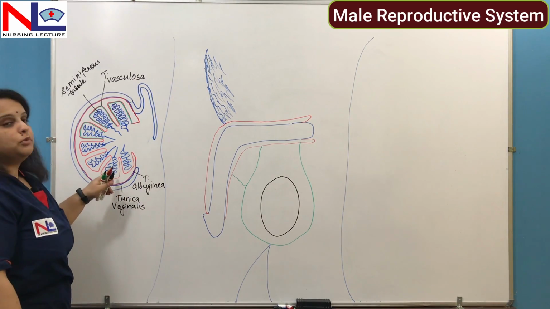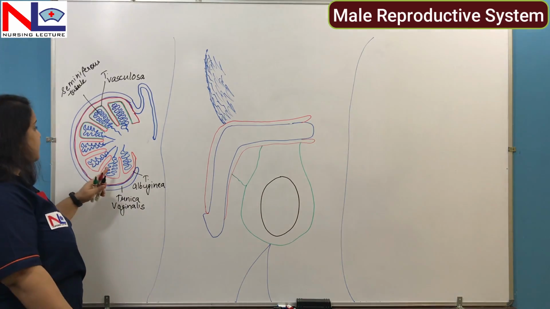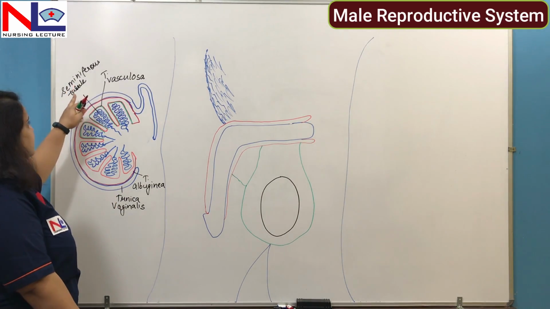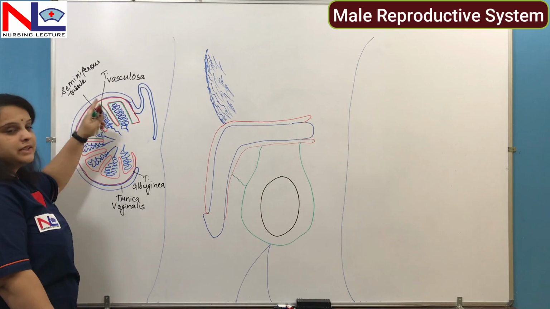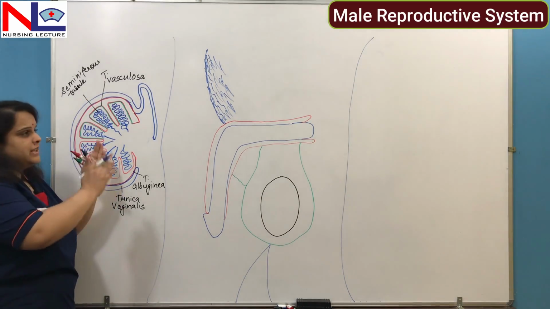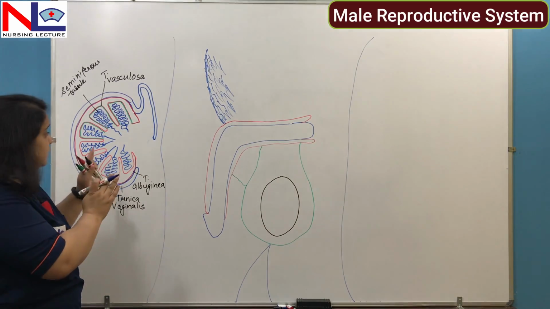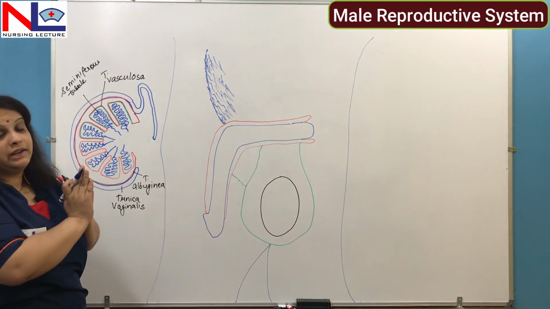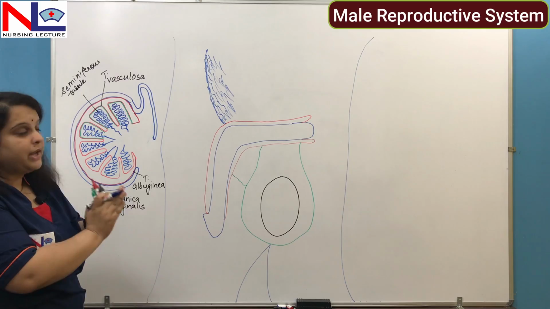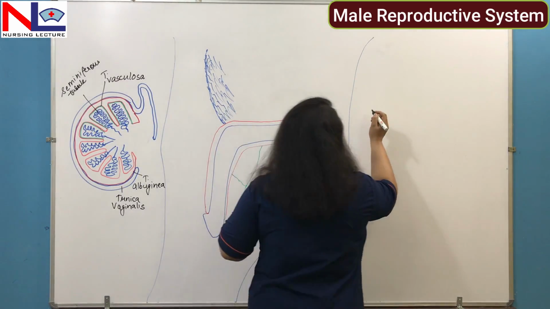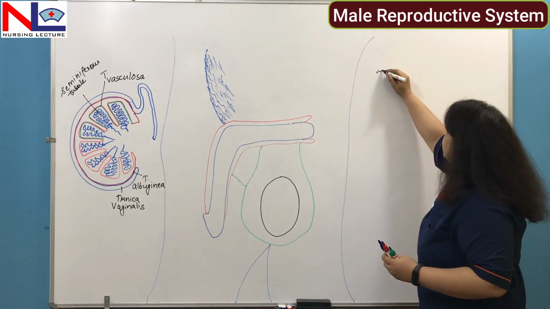So in each lobule there are 1 to 4 highly coiled convoluted tubules, the seminiferous tubules, which are present in the lobules. Just have a look at the interior of these seminiferous tubules, because they play a very important role in the formation of sperm. Okay, so here we'll see, this is the connective tissue.